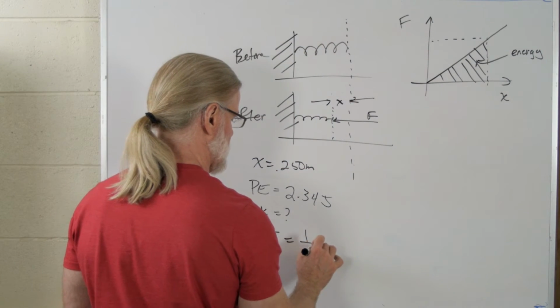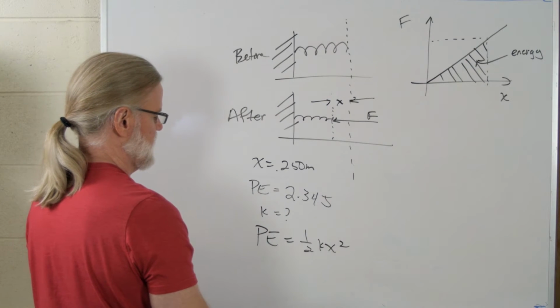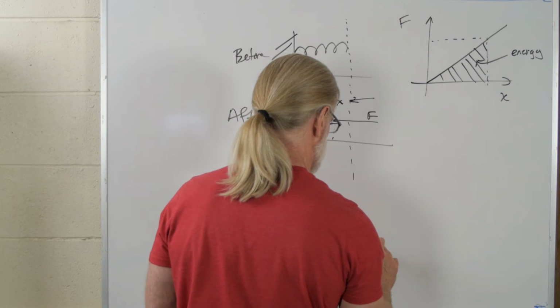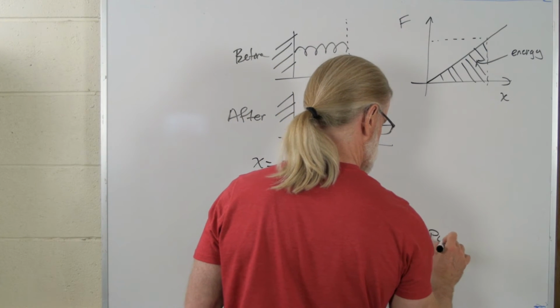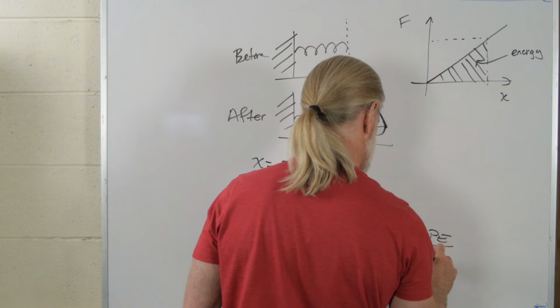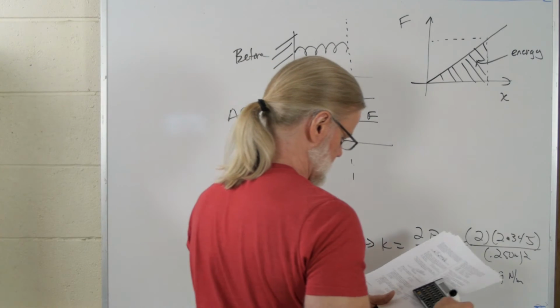Potential energy in a spring is 1/2 kx squared. Oh, this is so easy. Let's just solve for k. This is one of those really easy ones, right? k is 2 times the potential energy divided by x squared, just solving for that. That looks like it's choice 4.